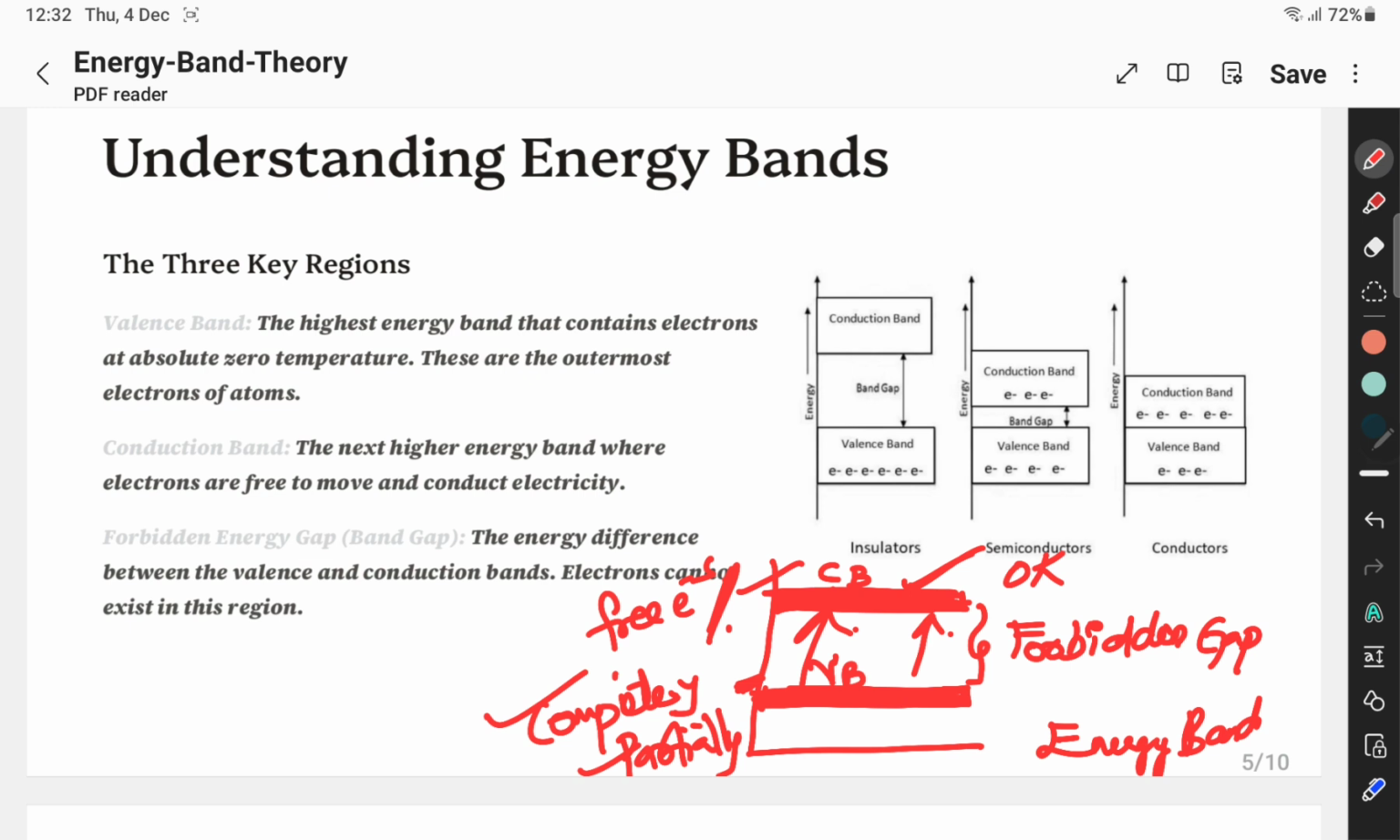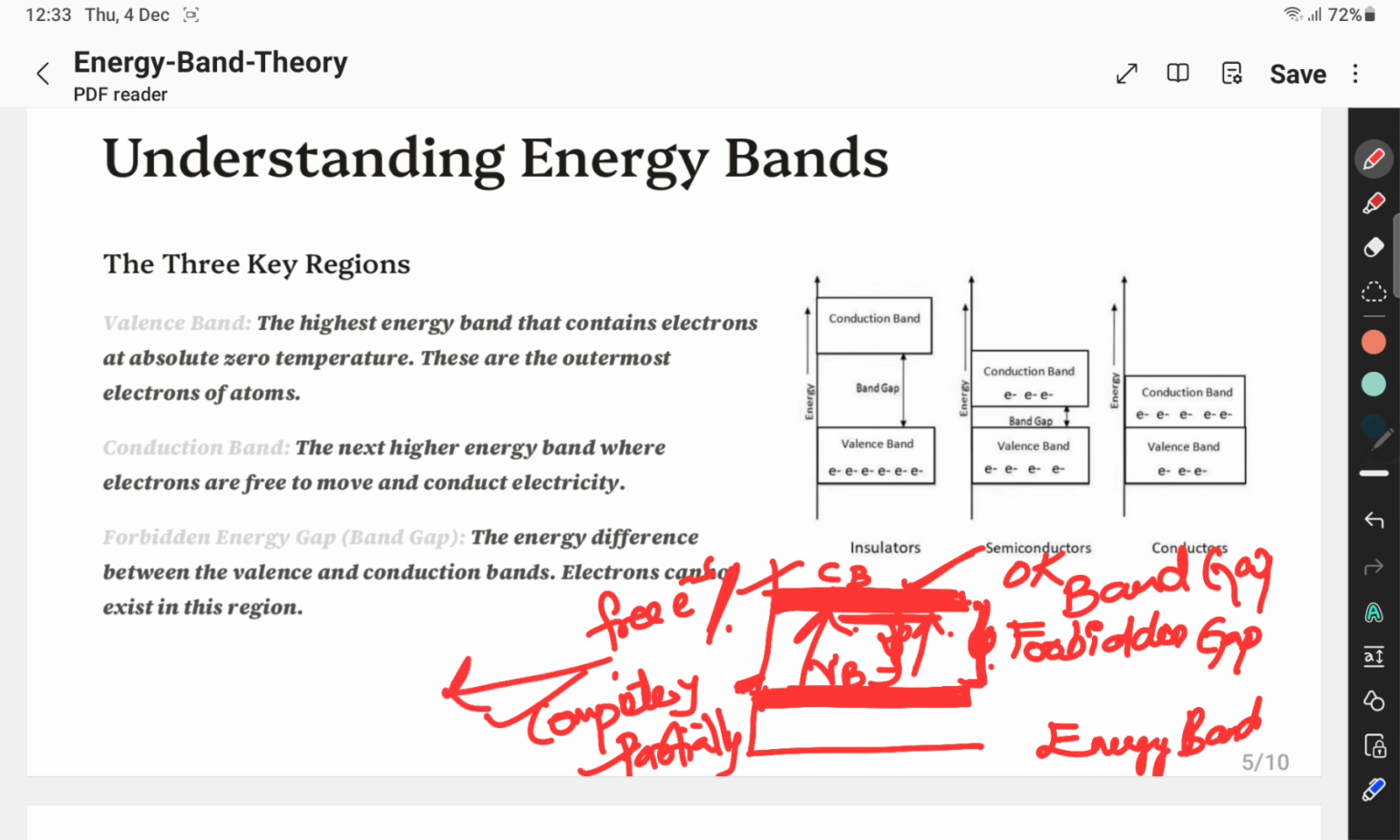Now coming to the forbidden energy gap, or simply the band gap. The energy difference between the valence band and conduction band is called the band gap. Electrons cannot exist in this region.